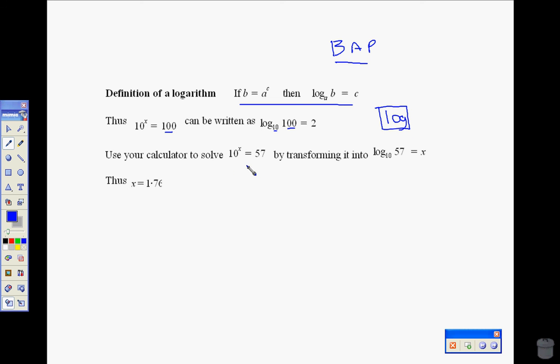To do 10 to the power of x is equal to 57, we can do that by transforming this, again using our BAP, to log of 57. So there's our answer, base of 10, and that's going to be our answer. Sorry, that's going to be our power. So see, the x is there. Now if I do that on the calculator, log of 57 in base 10, that's going to give us 1.76.